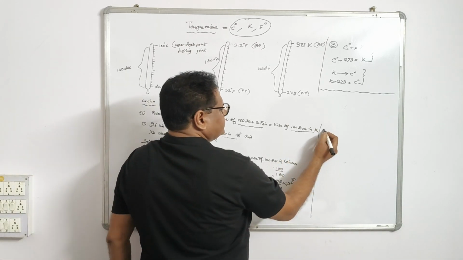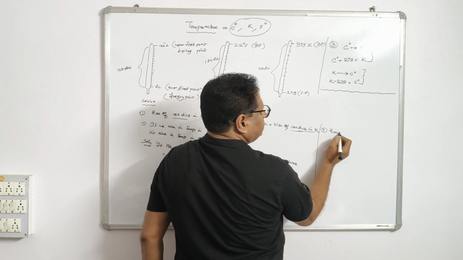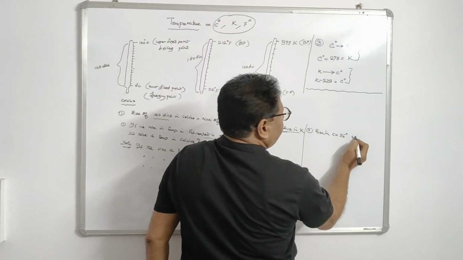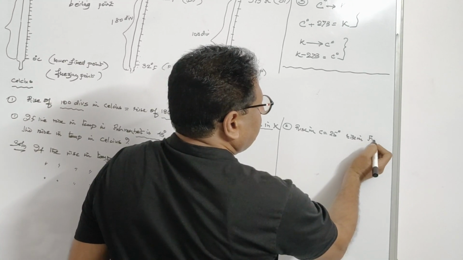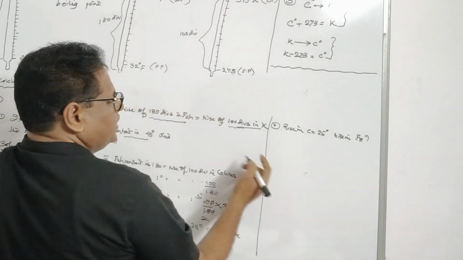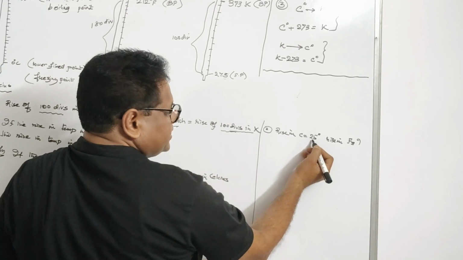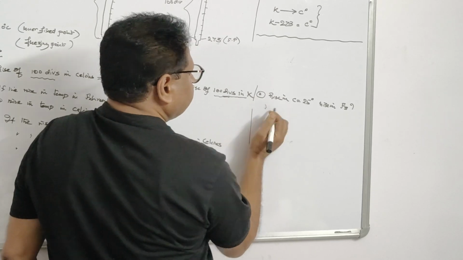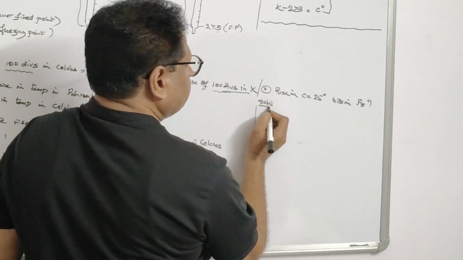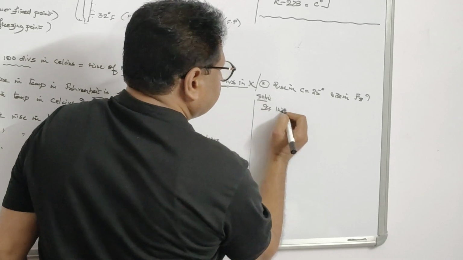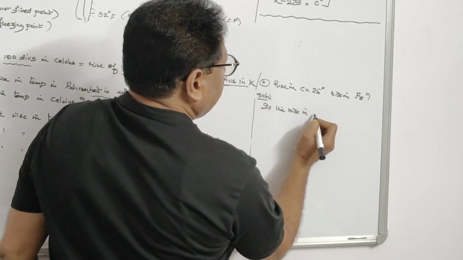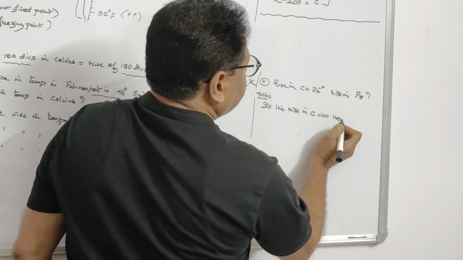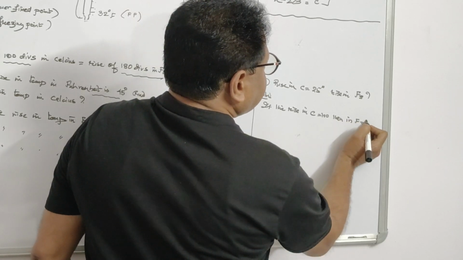The question will be like this: rise in Celsius 25 degrees, then find the rise in Fahrenheit. So let's reverse the statement. Because we are given the rise in Celsius, the solution will be: if the rise in Celsius is 100, then in Fahrenheit the rise is 180.